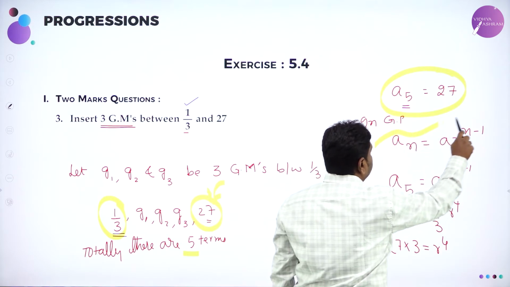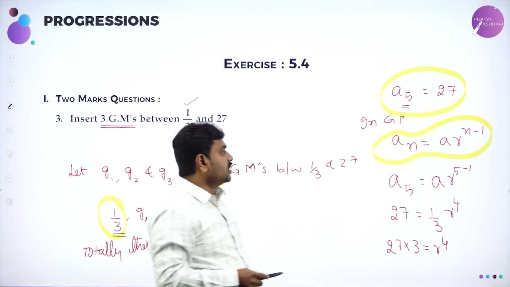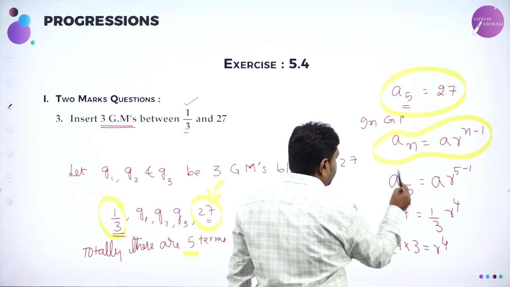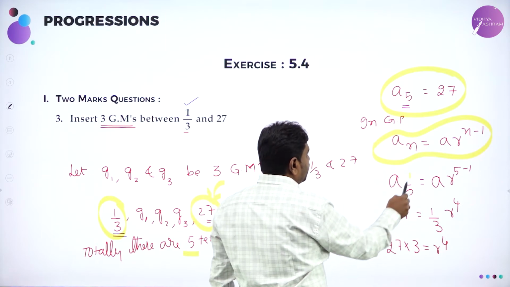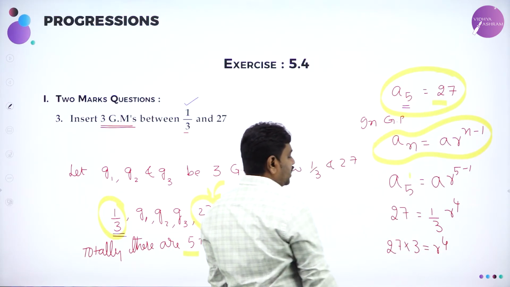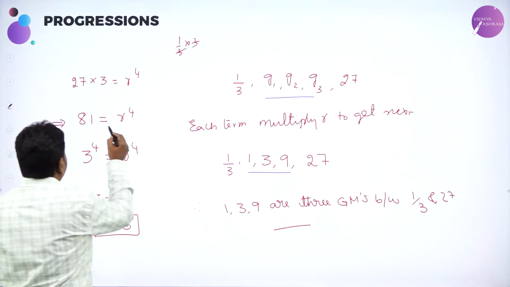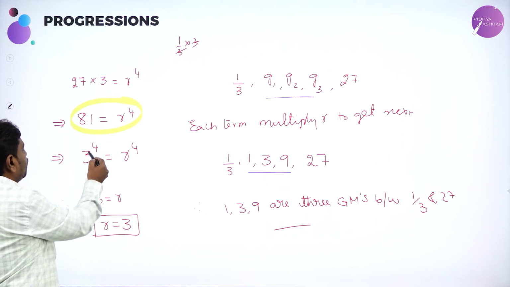What is the general term formula? an is equal to a into r power n minus 1. So n is 5. r power 5 minus 1, it will become r power 4. In the place of a5, the fifth term is given, that is 27. Substitute it. Rearrange. You will get r power 4, which will become 81. So try to write it as power 4. 3 power 4 is 81.